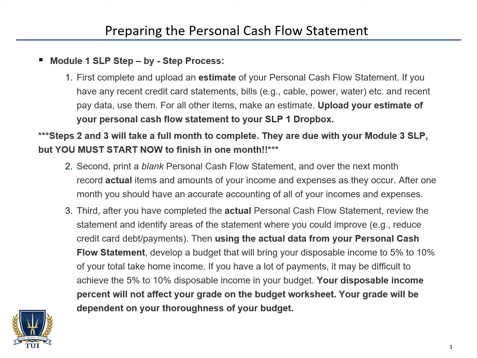Thirdly, you want to complete the actual personal cash flow statement, review the statement, and identify areas where you could improve. So, stop spending the $200 a month on scratch-off tickets. I'm just kidding. Those kind of things. Stop going out to eat at a nice restaurant every week. And then you want to use the actual data from your personal cash flow statement to develop a budget that will bring your disposable income to 5 to 10% of your take-home income.